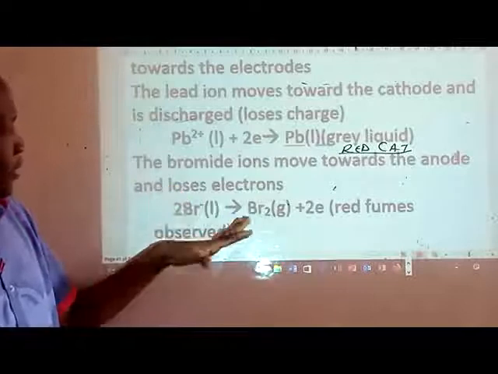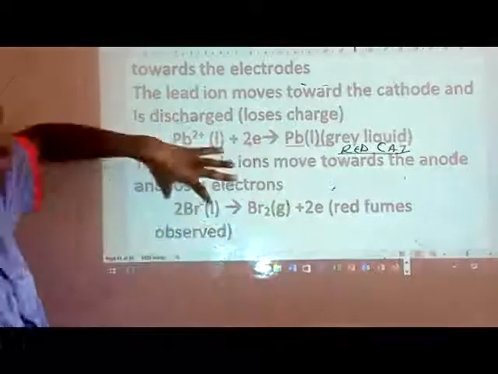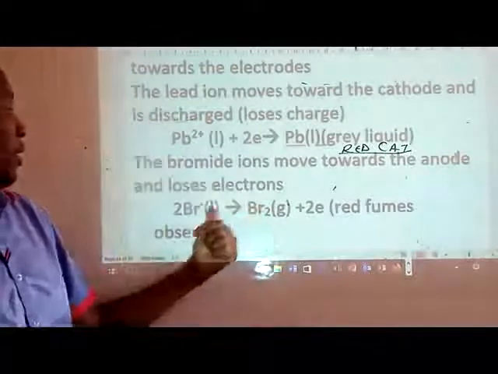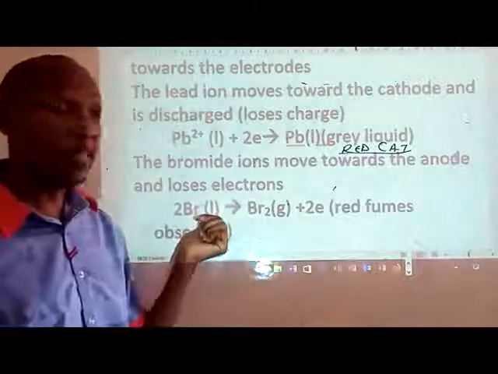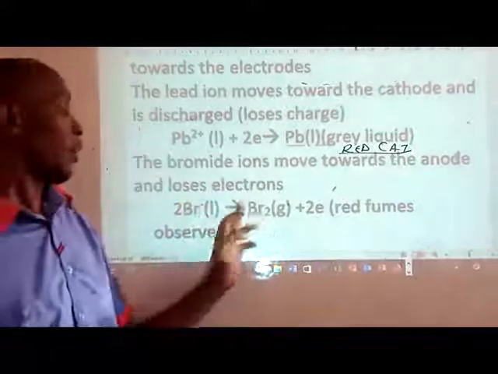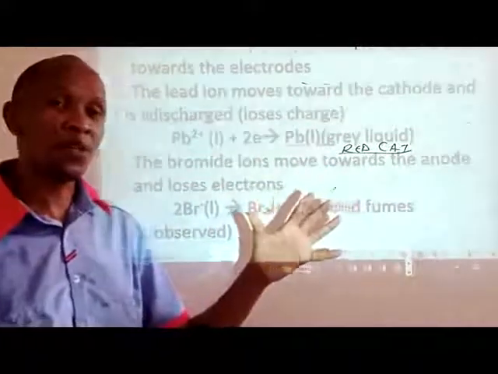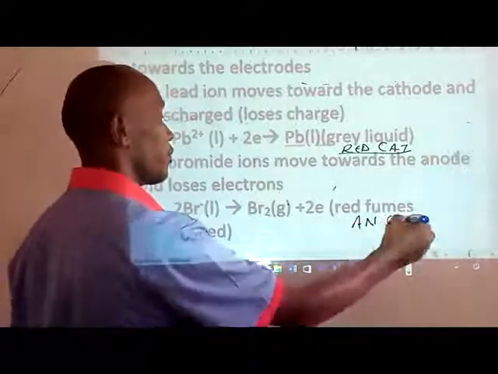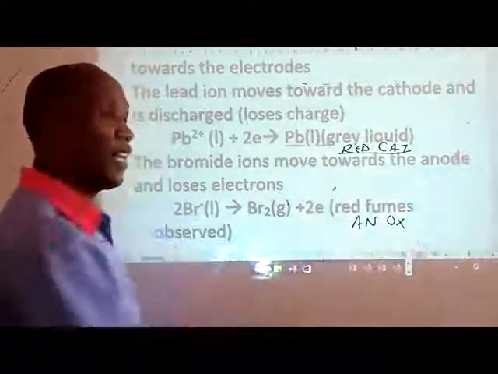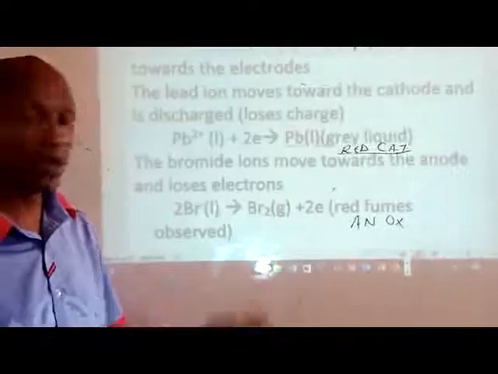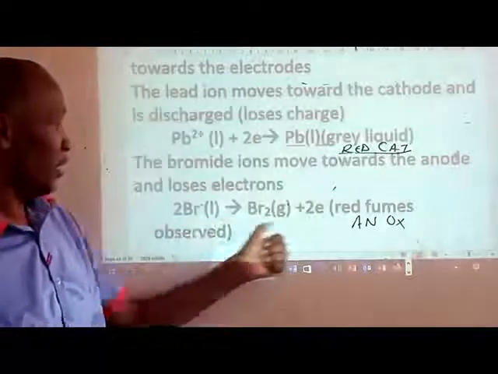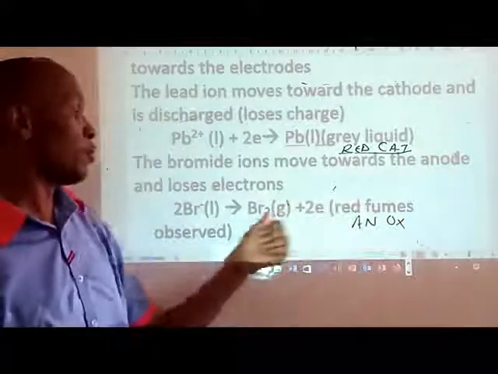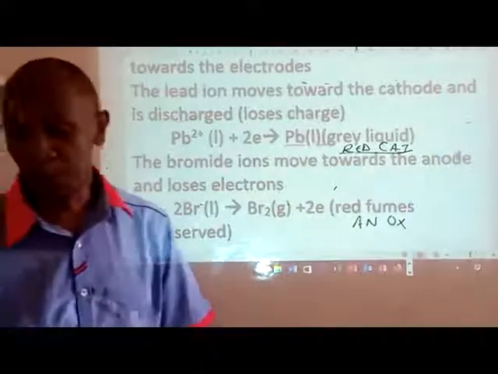Now, what happens to the other side? The bromide ions are attracted there. That is the anode. They lose electrons. The loss of electrons is called oxidation. So we talk of an ox. So if you have a red card and an ox, then you'll be okay with the electrolysis. So reduction takes place there, and then red fumes of bromine are deposited.